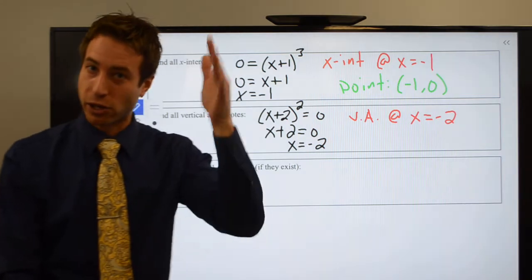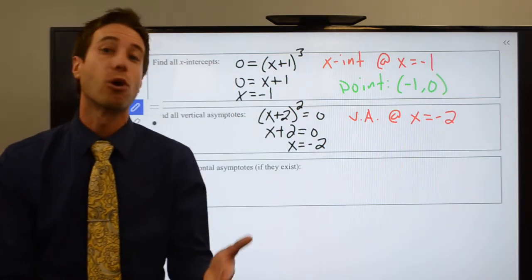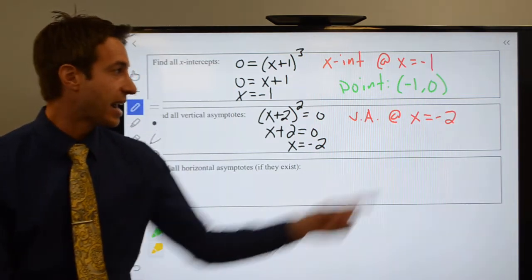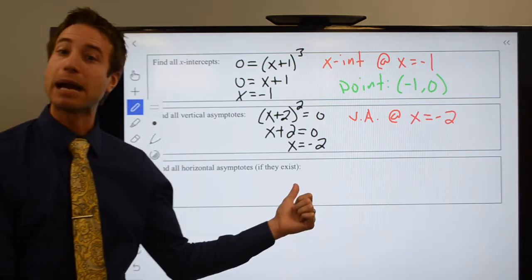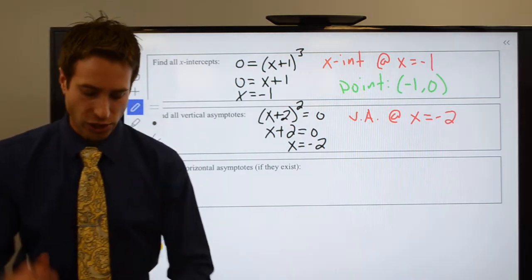All right, so that'll be a vertical line on my graph, a vertical line that my graph will approach but never touch, all right? x equals -2. Fantastic, that brings me to my last box, finding the horizontal asymptote.